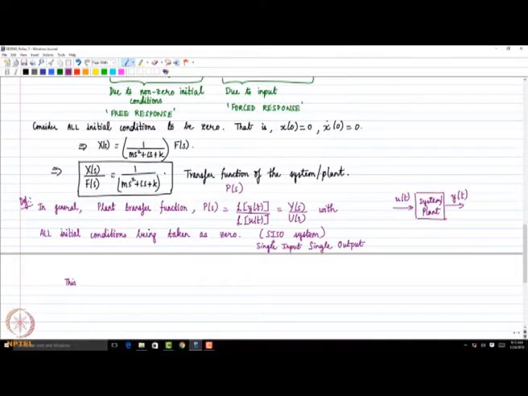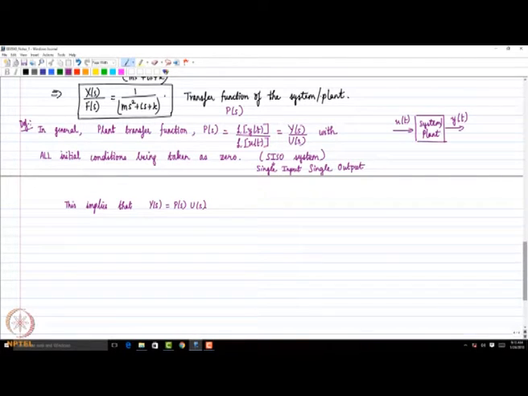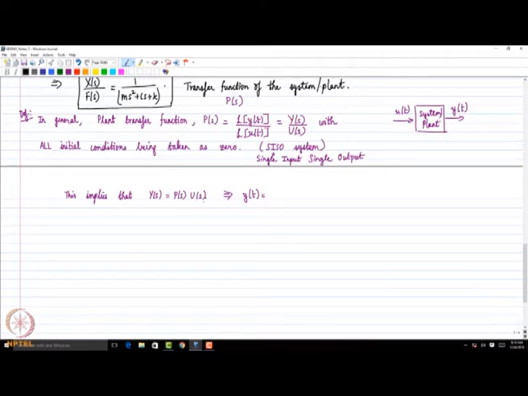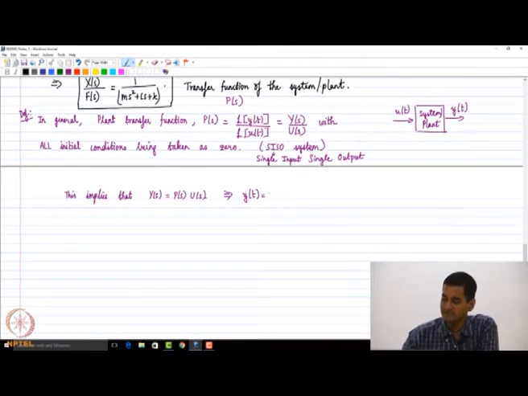Consequently, this implies that y of s is equal to P of s times u of s. That is something we can immediately get, and if you take the inverse Laplace transform, what will be y of t? We have y of s equal to P of s times u of s, if we take P of s to be the plant transfer function. By using the inverse Laplace transform, we have y of t equal to the integral from 0 to t of p of t minus tau, u of tau, d tau. That is what we will get as the system output.